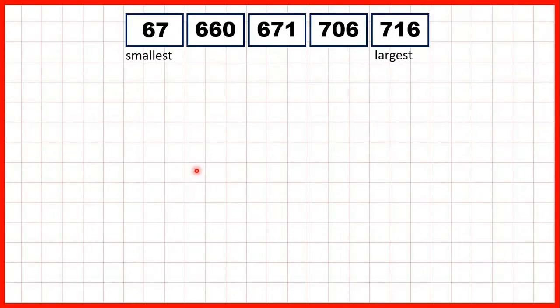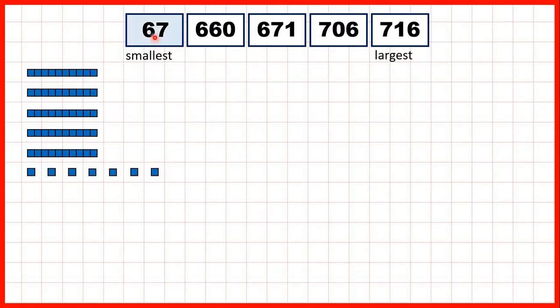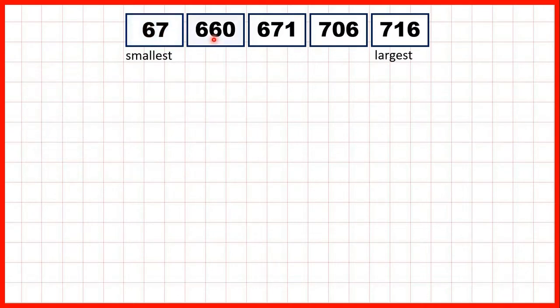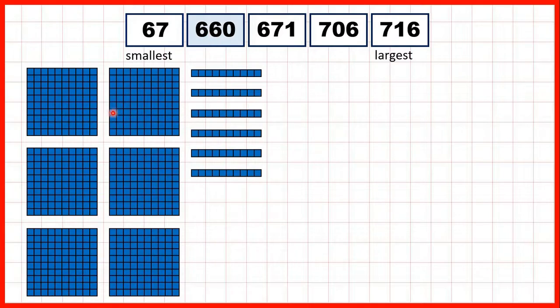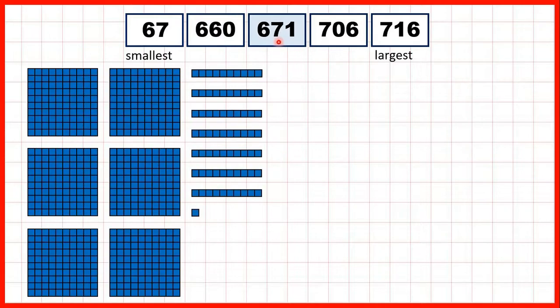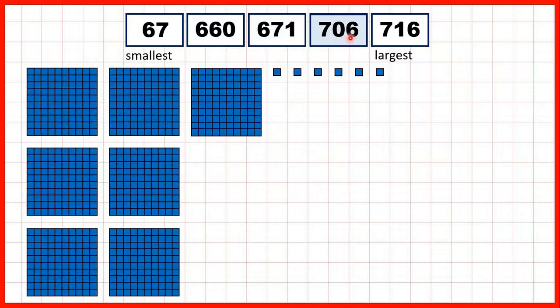So let's take a look at the numbers we compared. In this first set, our smallest number was 67, so that's 6 tens and 7 ones. Then we had 660, so 6 hundreds and 6 tens. Then 671, so 6 hundreds, 7 tens and 1 one. Then we had 706, so 7 hundreds and 6 ones. And then our largest number was 716, so 7 hundreds, 1 ten and 6 ones.